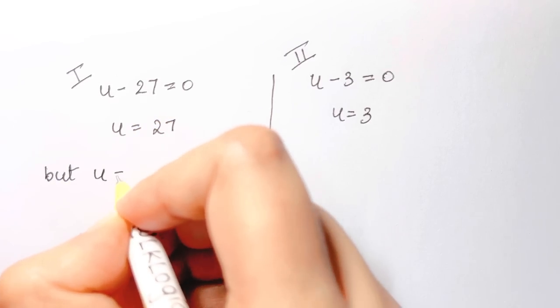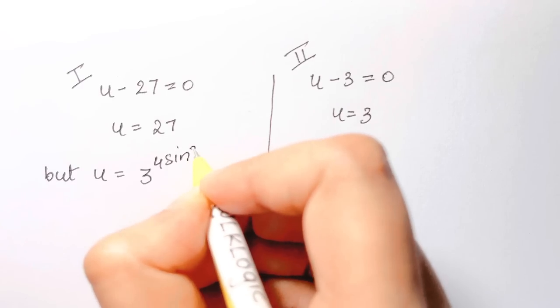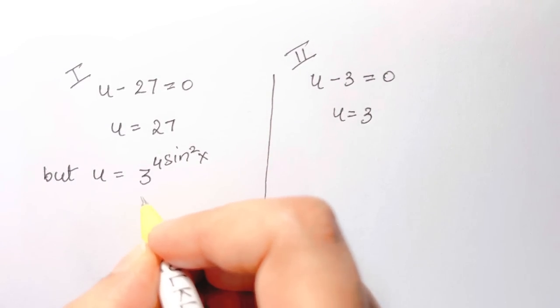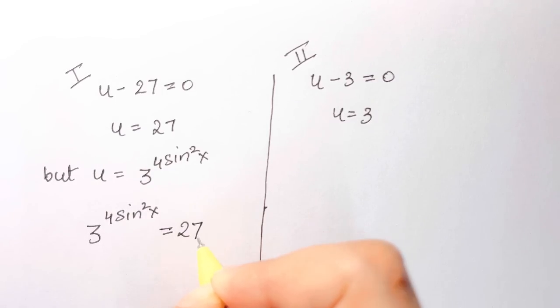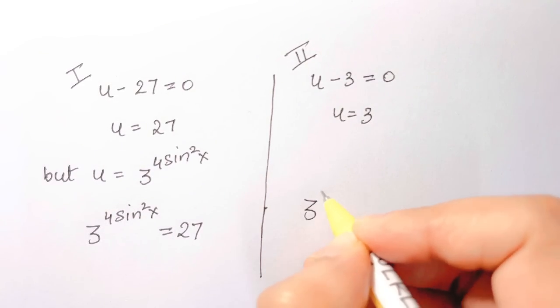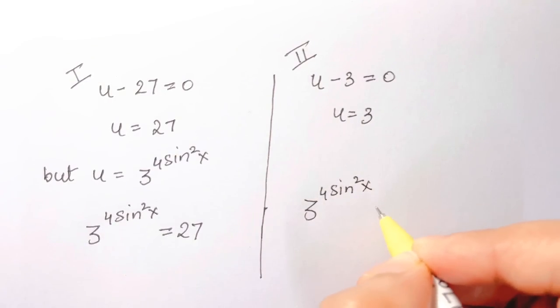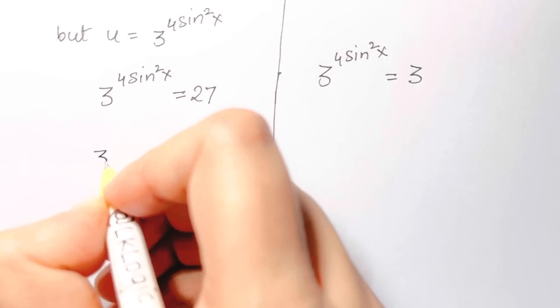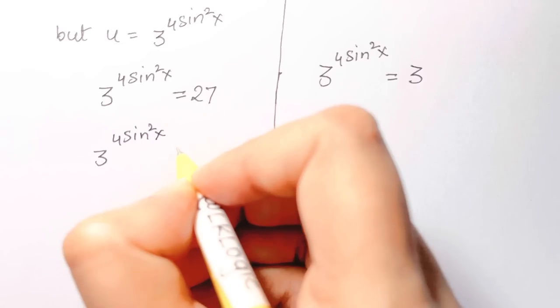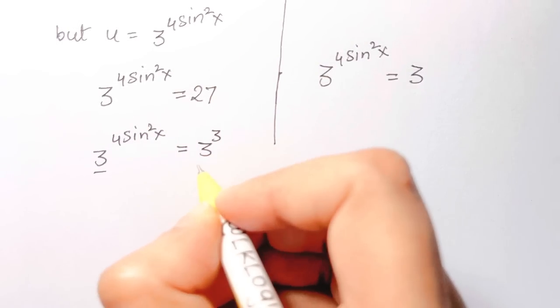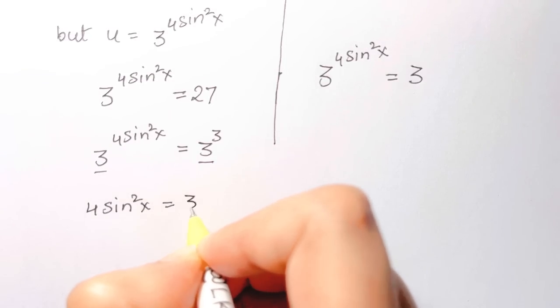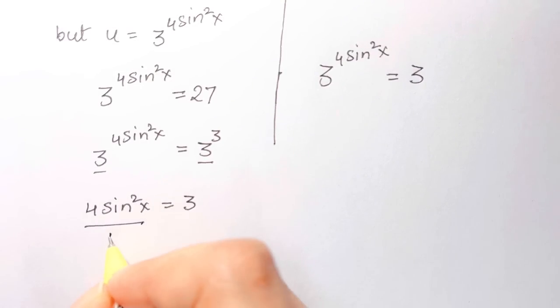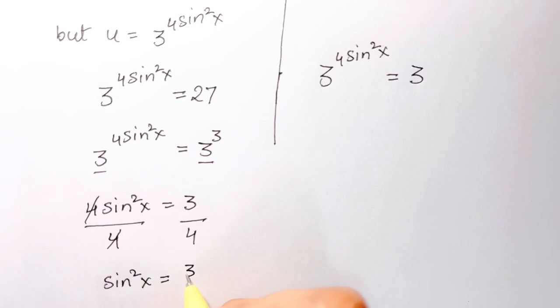But u is equal to 3 to the power of 4 sine square x, as we already know. So we're going to substitute this back. So 3 to the power of 4 sine square x is equal to 27 here, and here 3 to the power of 4 sine square x is equal to 3. So this can be written as 3 to the power of 4 sine square x is equal to 3 cube. Now you have same bases, that's equal between them, you can equate the powers. 4 sine square x is equal to 3. And then you can divide both sides by 4 to cancel out this 4. So we have sine square x is equal to 3/4.